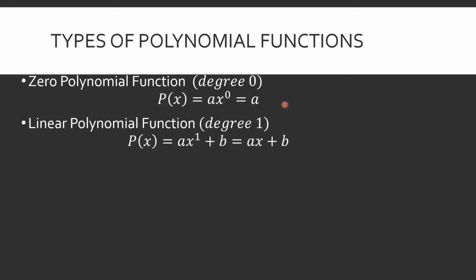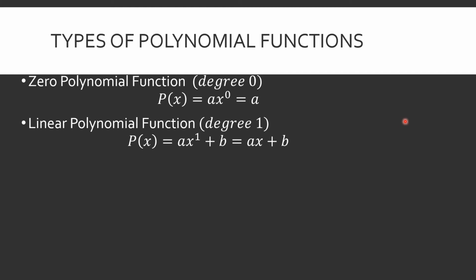The next type is the linear polynomial function. The linear polynomial function has only one degree. So it is usually in the form p of x is equal to ax to the power of 1, so the degree is 1, plus b, or it's just ax plus b. You have also encountered this linear polynomial function before in the form y is equal to mx plus b, the slope-intercept form.